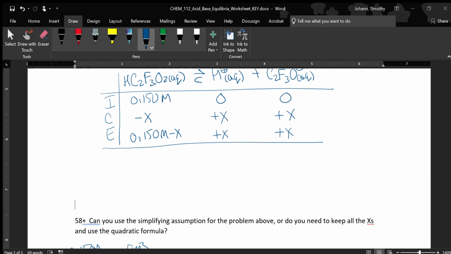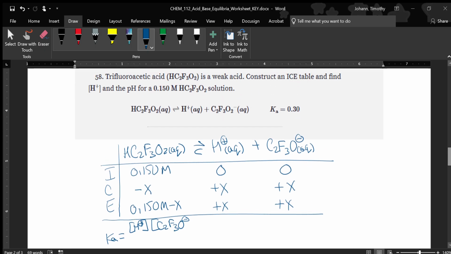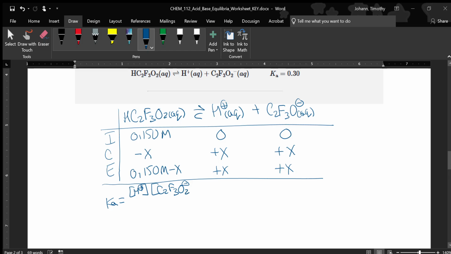So what that means is when I set this up, Ka is going to be equal to my H plus concentration times my trifluoroacetate concentration. I feel like I've lost an oxygen there. Divided by my concentration of the trifluoroacetic acid.